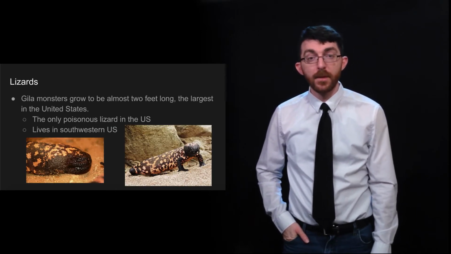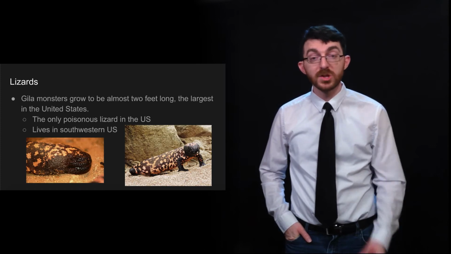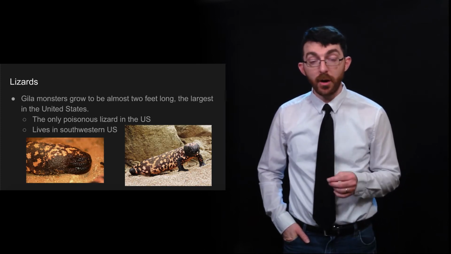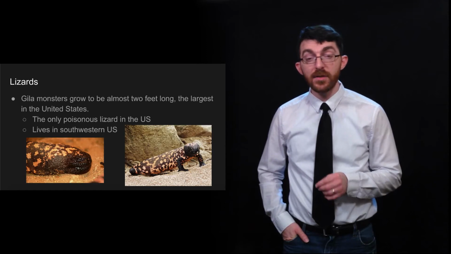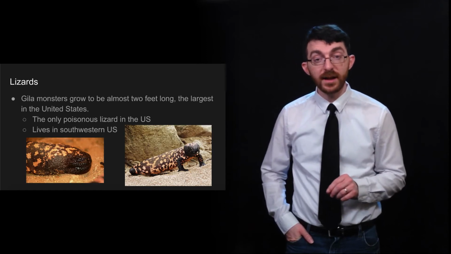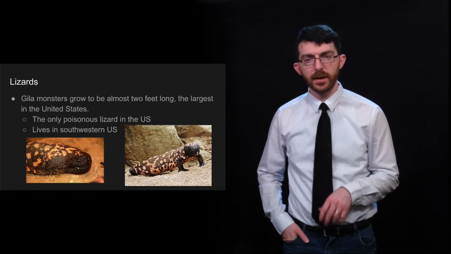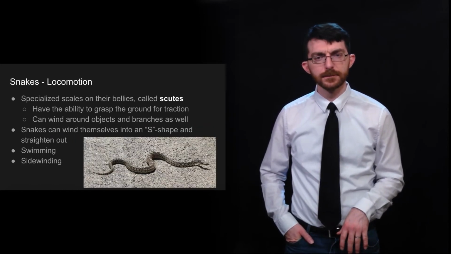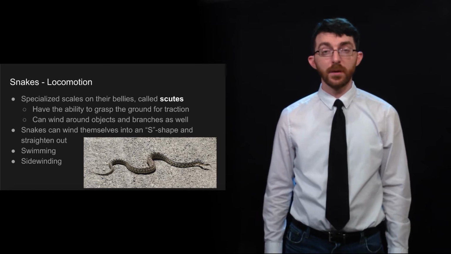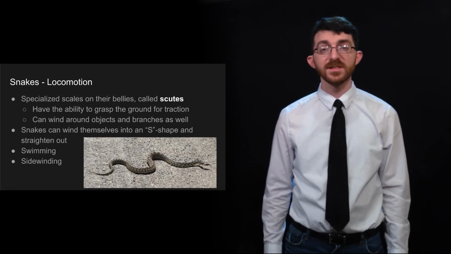Moving on. Gila monsters grow to be almost 2 feet long. They are the largest in the United States. They are the only poisonous lizard in the United States, and they live in the southwestern U.S., like around New Mexico and Arizona. The next group of reptiles up for discussion are snakes.